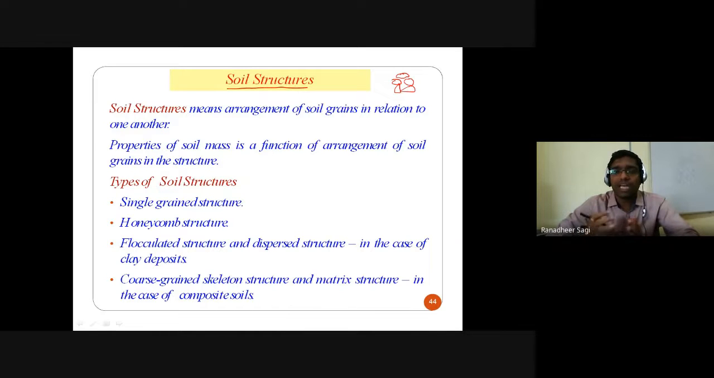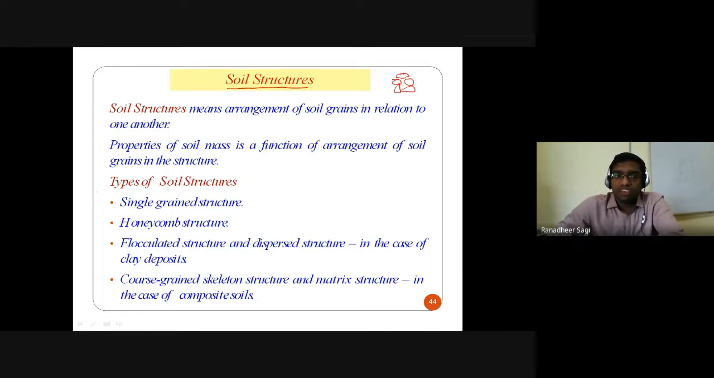So it's ultimately an arrangement of soil grains in relation to one another, with which each grain comes in contact. The properties of any soil mass are generally a function of how the particles are arranged in that soil skeleton structure. If the particles are closely packed or loosely packed, then depending on that, the strength, the compressibility characteristics and the permeability of that soil would depend.